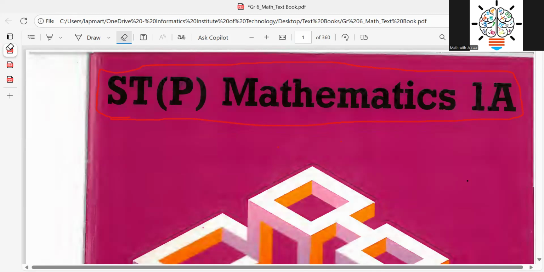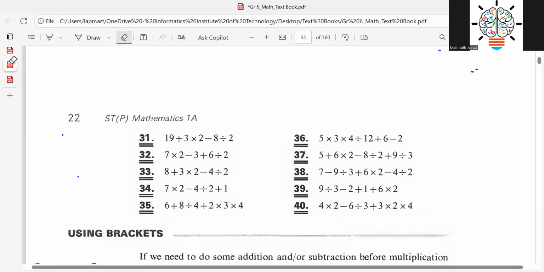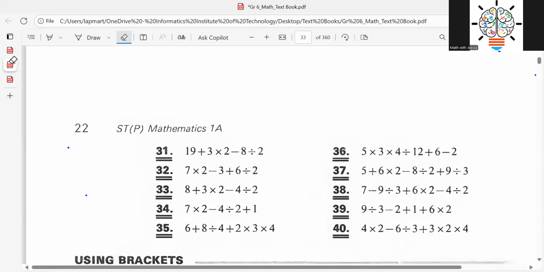So these days we are discussing the sums related to BODMAS, and yesterday I asked you to do these 10 questions, right? Hope all of you have done them, and some of you have mentioned that you tried it and there were some difficult questions. Don't worry, I will explain all these 10 questions now.